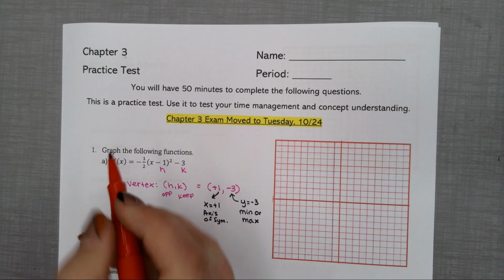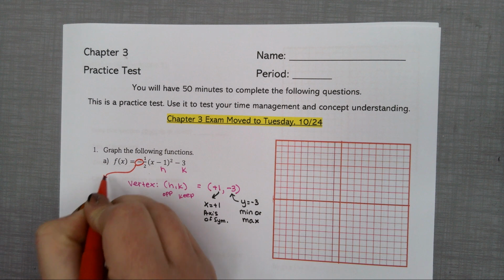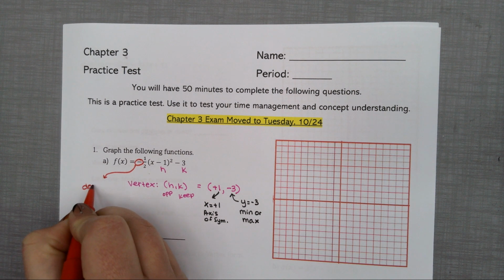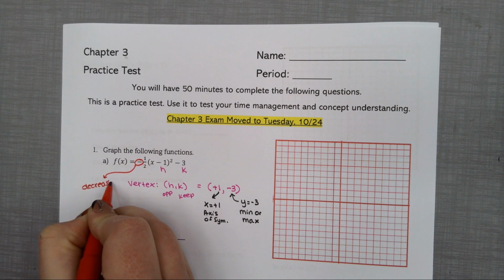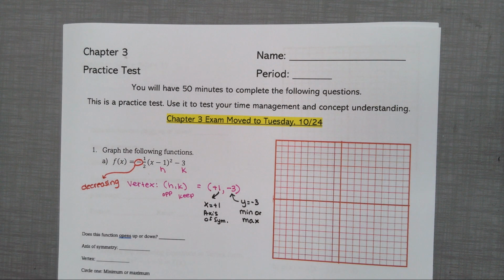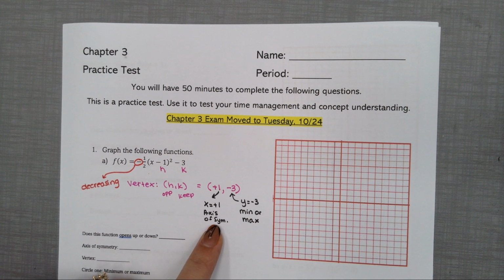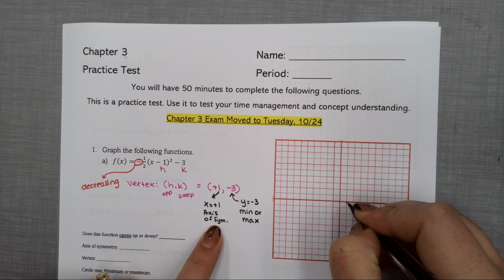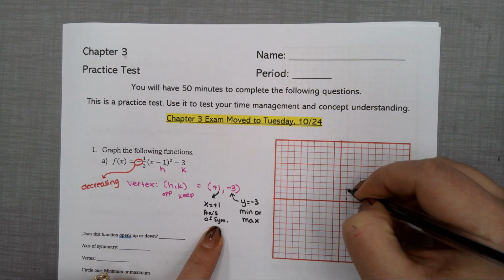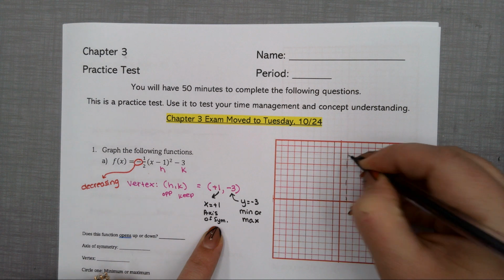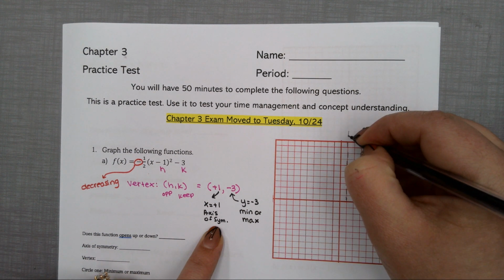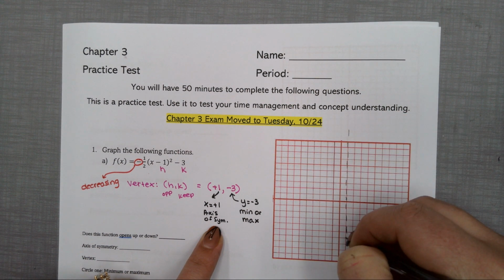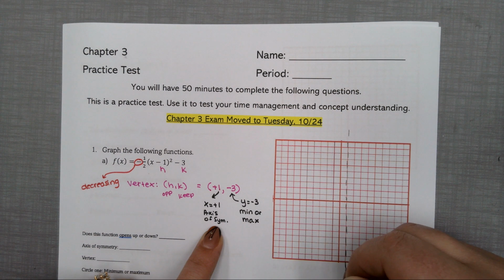Now if we take a look at this, the negative tells us we are going to be decreasing. So that means our function when we graph needs to be going down. So if we have a happy face, that means we went wrong. So let's start with our axis of symmetry, and to graph, the axis of symmetry is at 1. When you're drawing the axis of symmetry, you want to make sure you have a dotted line, not solid.